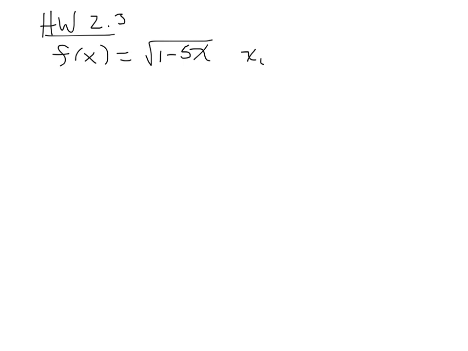This is a homework problem. I didn't write the problem number, but of course it's in 2.3 where they give you f of x equals the square root of 1 minus 5x, x naught equals negative 7, and epsilon equals 0.6. And they ask you two questions: what's the limit, and what's the smallest delta? This is where I said you're going to get to a point where you can't center it by just looking at it. This is a great example of one.